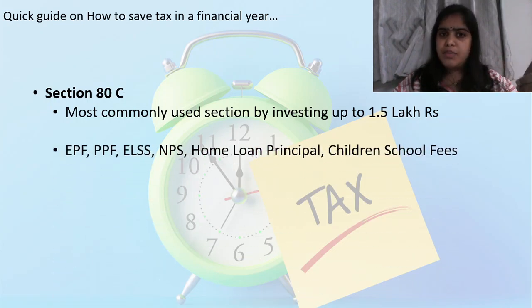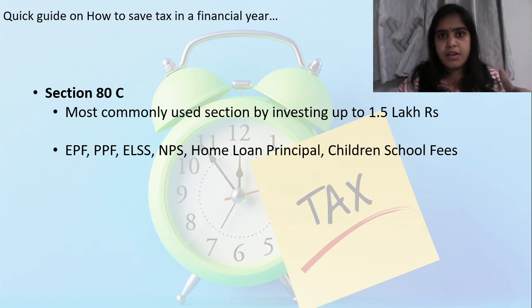The options are EPF, PPF. We have discussed a lot about EPF and PPF. There is a separate video on our YouTube channel for investors who want to know about it in detail. There is a video on ELSS also. ELSS is equity linked saving schemes. If you want to know more about it, you can check out our YouTube channel. NPS is the National Pension Scheme.